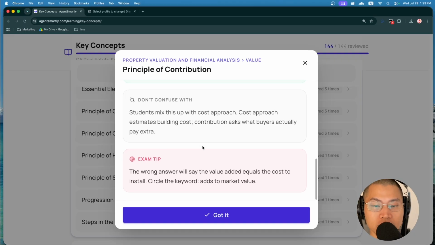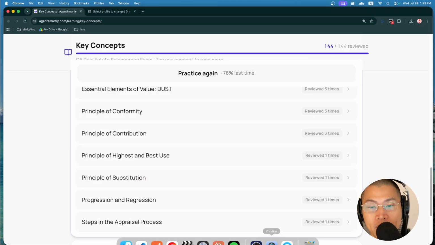So the right answer will say the added value will not necessarily equal the cost to install. Circle the keywords: add market value. Okay, so I hope that explained more.